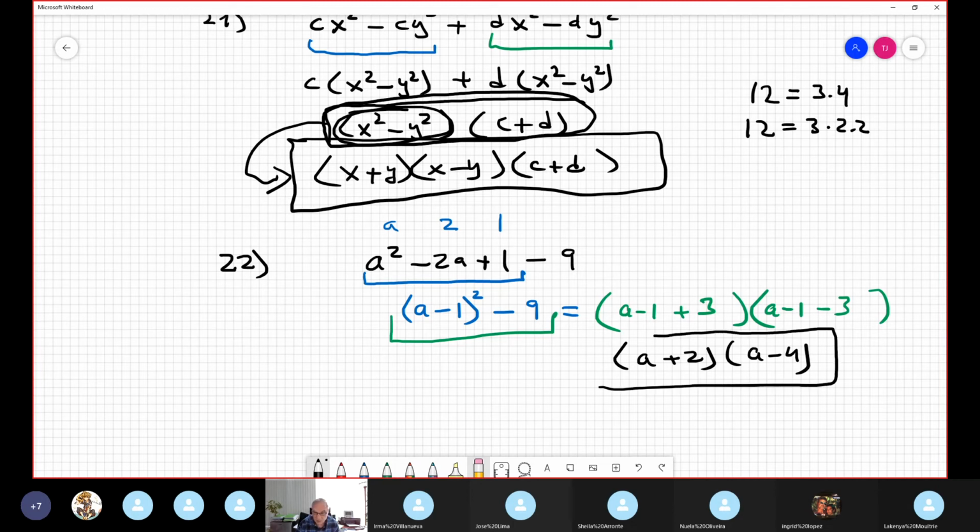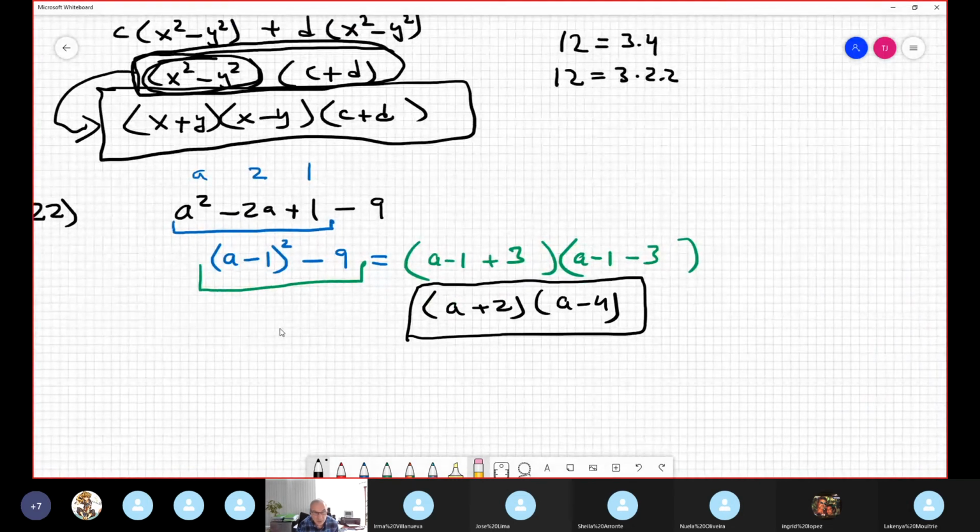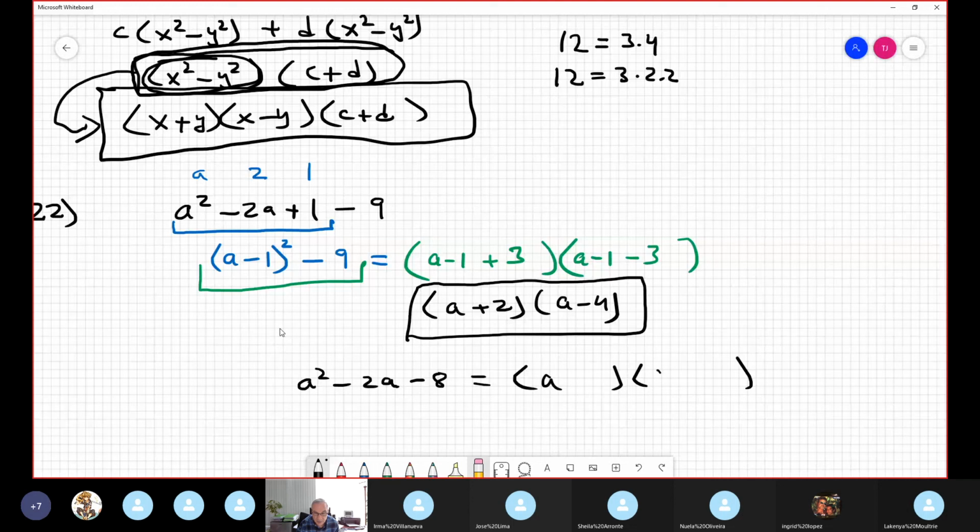We don't do it in that way frequently. We are doing a different way. Maybe we are doing it in that way. Look, a squared minus twice a, and you condense this and this minus a. Okay, 1 minus 9 is a. Now you factor like a regular trinomial: 4 and 2, because 4 times 2 is 8, and 4 minus 2 is 2, negative 4 and positive 2. And we get exactly the same answer.